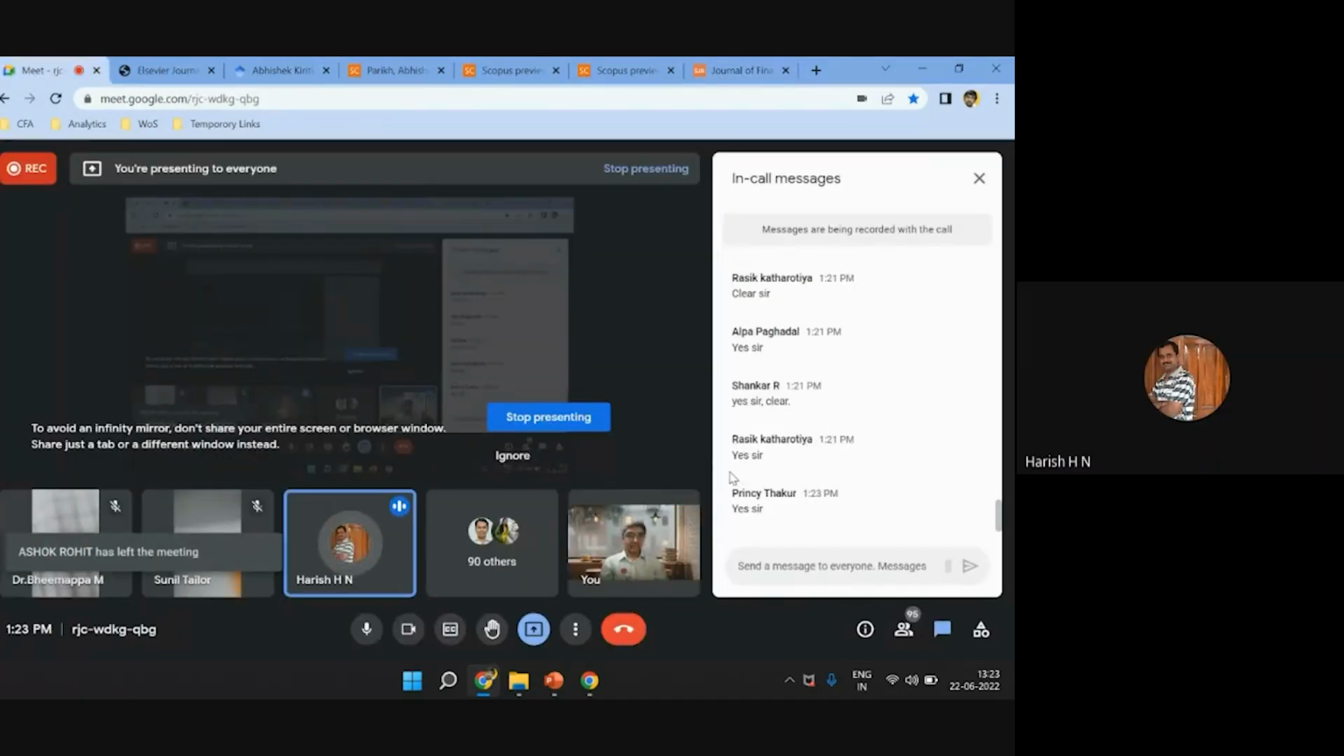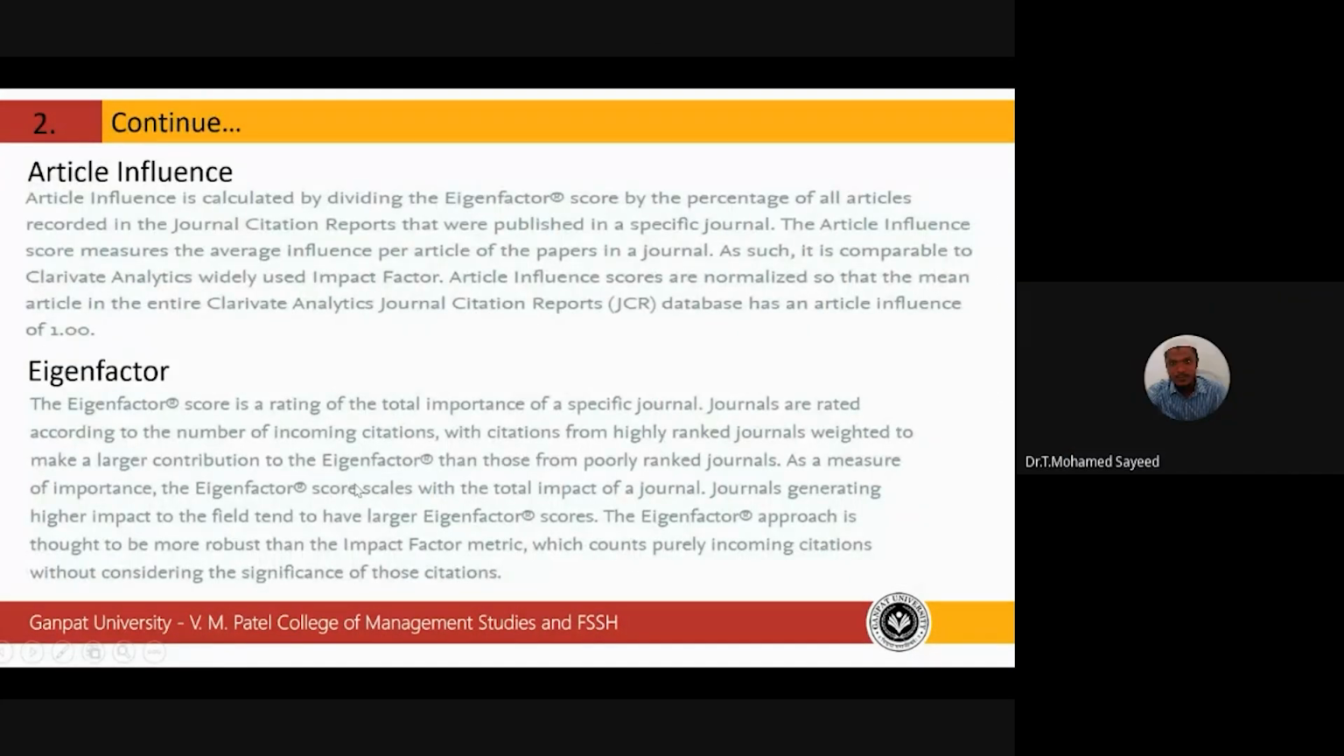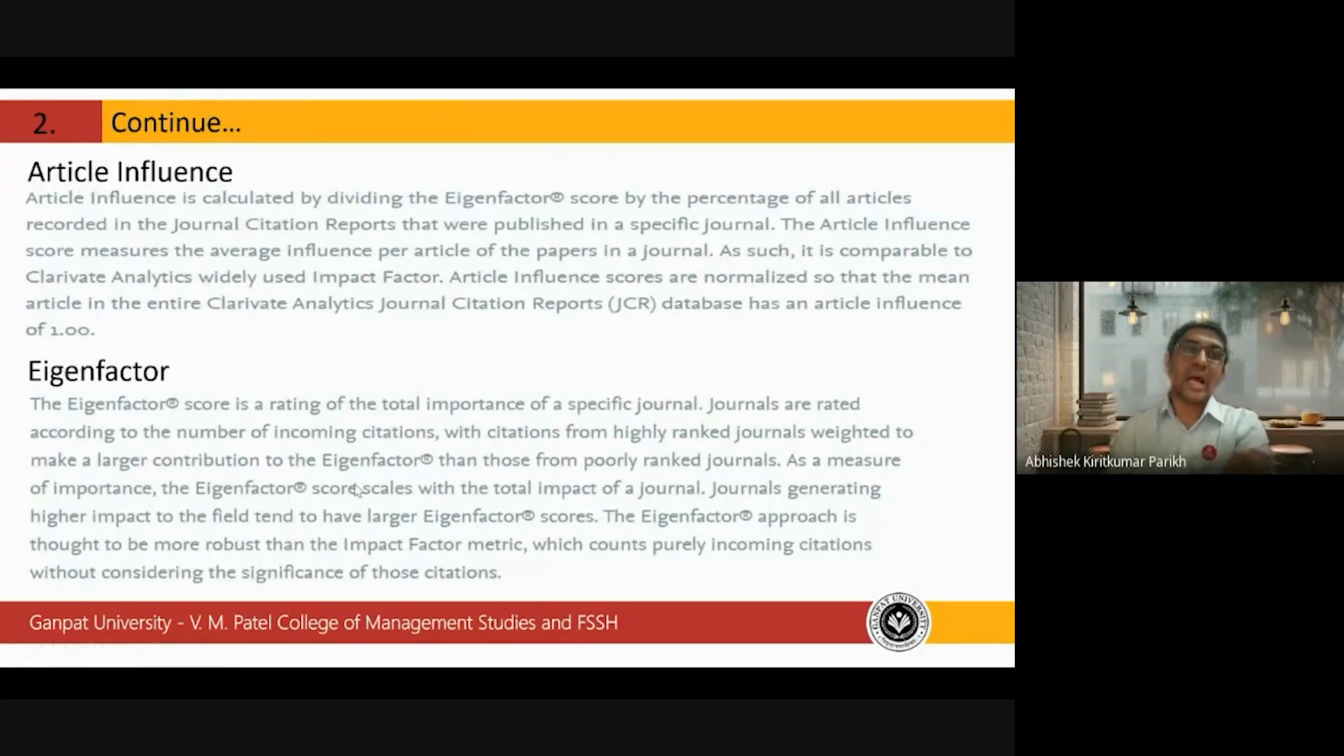Yes, sir, it is visible. Now you can understand the article influence within a journal also, through two things: one is the article influence score and second is the eigenfactor calculation, right? So what you need to do is divide the eigenfactor score by the percentage of all articles recorded in the particular journal citation report.